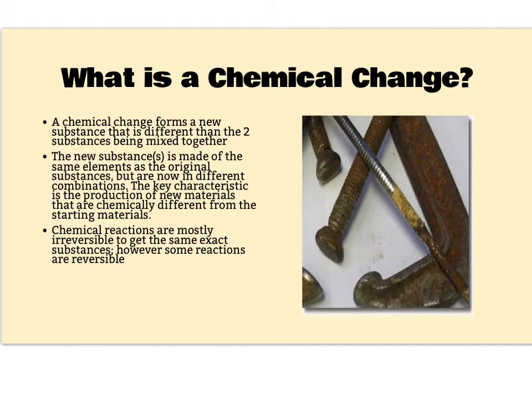Chemical reactions are mostly irreversible to get the same exact substances. However, we do find that there are some reactions that are reversible, like in your blood. There's a reaction where the blood will change and reverse to keep the pH of your blood stable based upon how much carbon dioxide and carbonic acid is present in your blood. It keeps you alive.